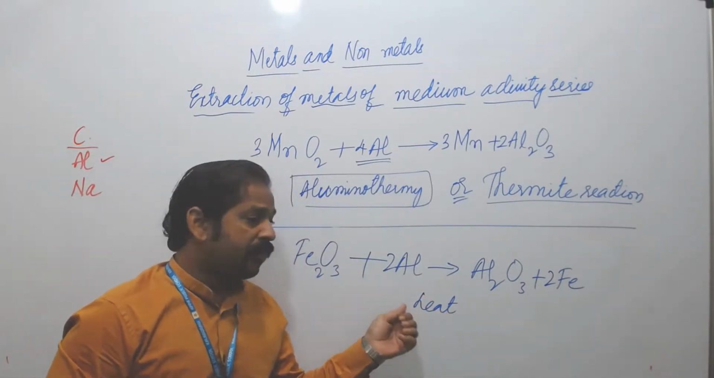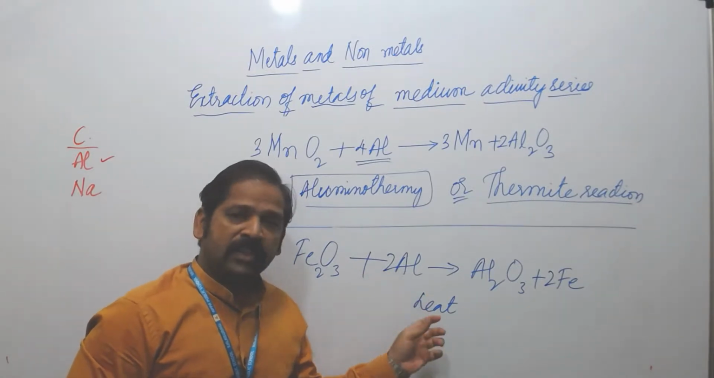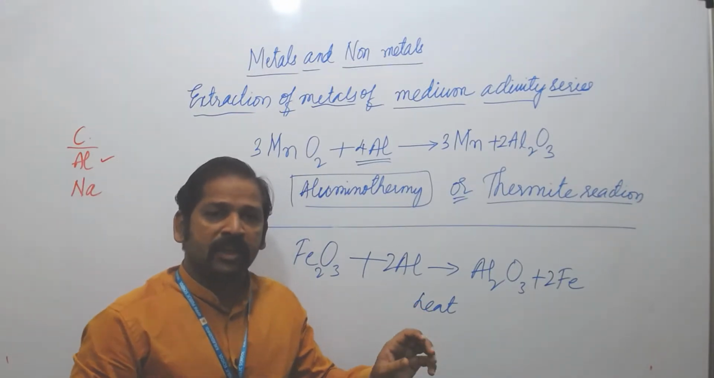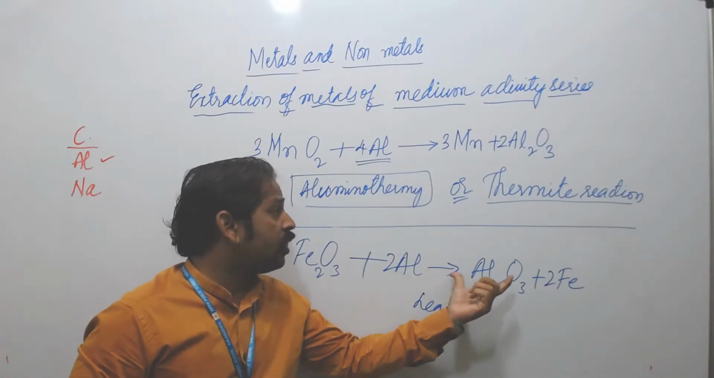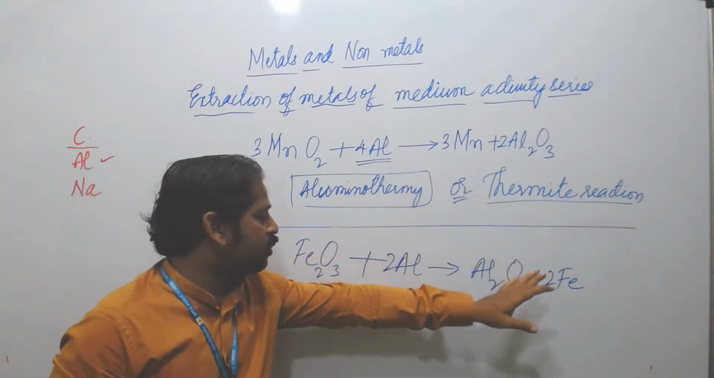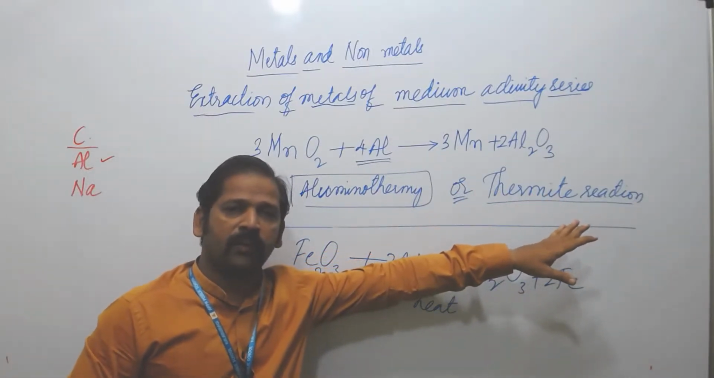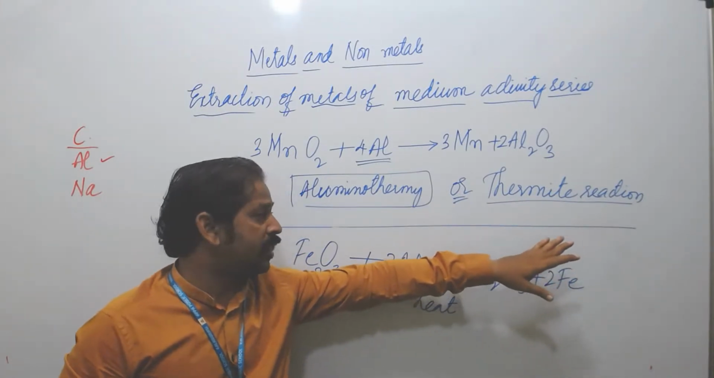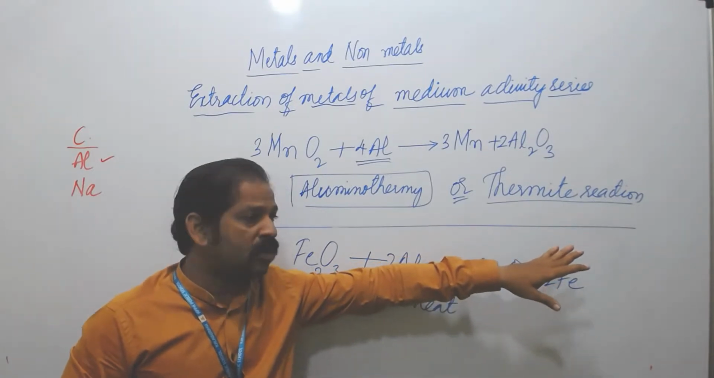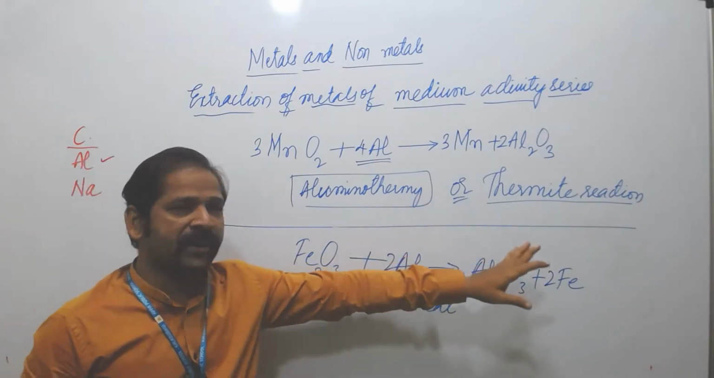That heat and light is used for the joining of metals or machinery parts or joining of railway tracks. Those are all this process of thermite reaction only. These are the uses or applications of the thermite reaction. Joining of railway tracks or machines, identifying cracked machine parts and joining them, all come under this process. That is the thermite reaction.